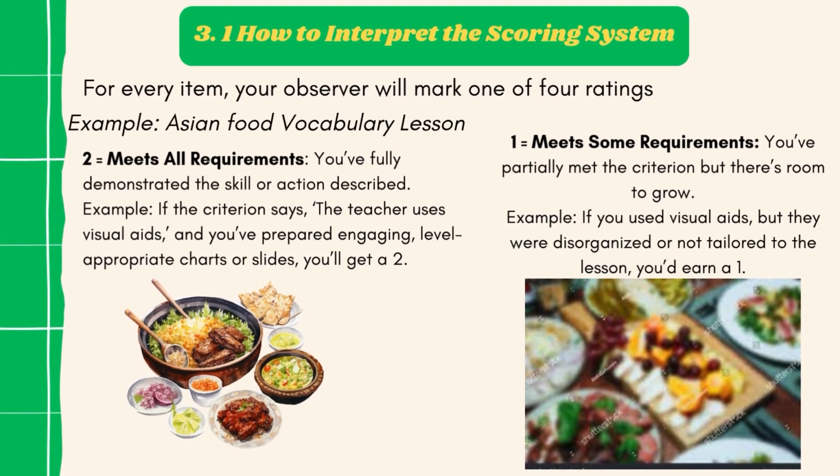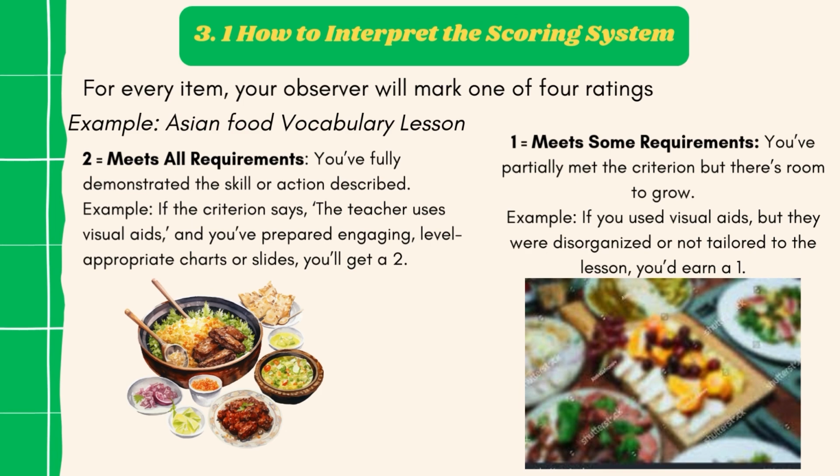Now let's see about how to interpret the scoring system. For every item, your observer will mark one of 4 ratings. These are the score descriptions in each criteria. Teacher will get 2 points when the teacher meets all requirements, 1 point when the teacher meets some requirements, 0 point when the teacher does not meet any of the requirements. There is also an option for not applicable.